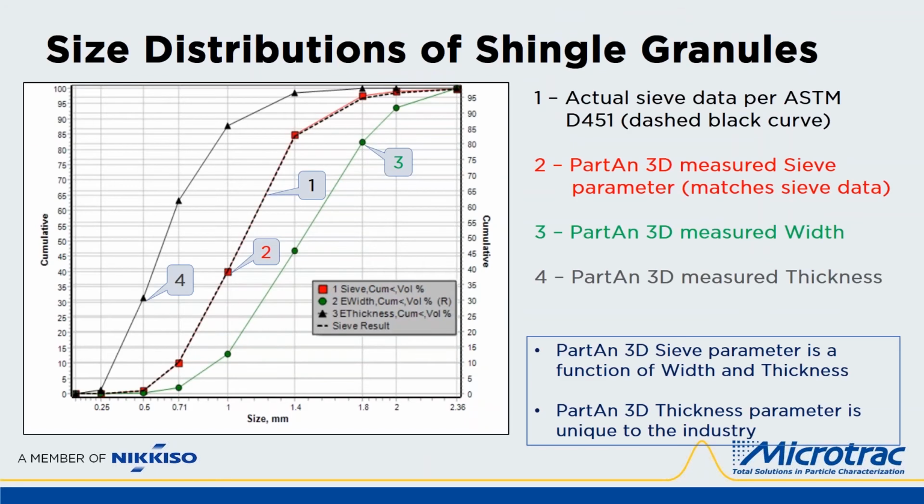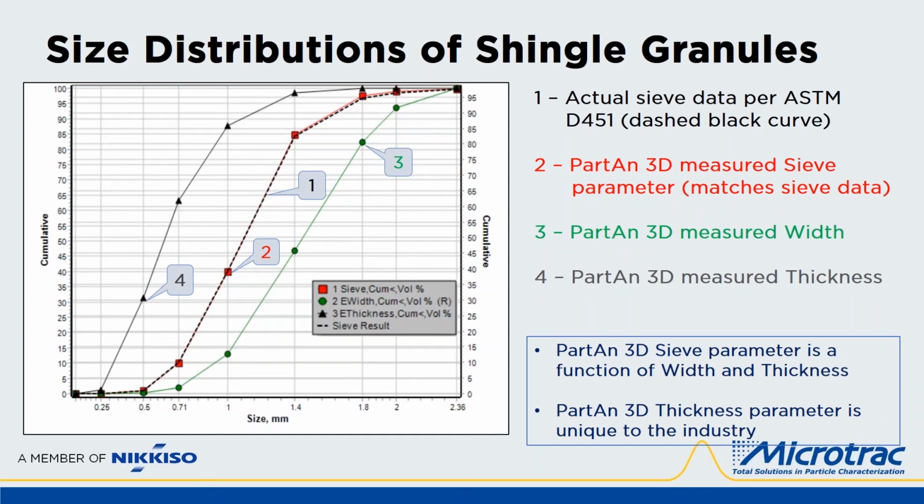Here's a graph of 4 size distributions measured for a shingle granules sample, plotted in cumulative % finer format. Callout 1 points to the actual sieve size distribution, the black dashed curve. Curve 2 is the PartAn 3D measured sieve size parameter, which is seen to overlay the sieve data.